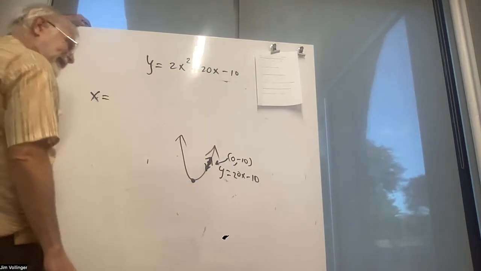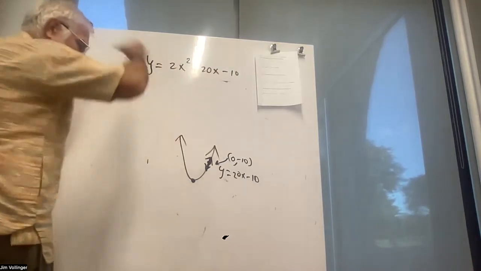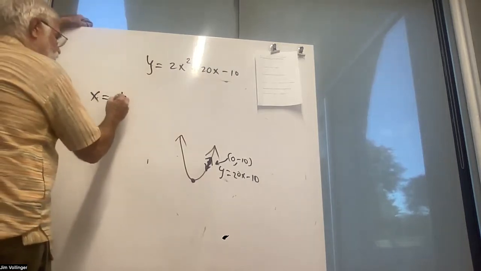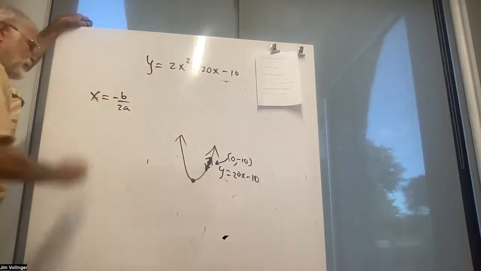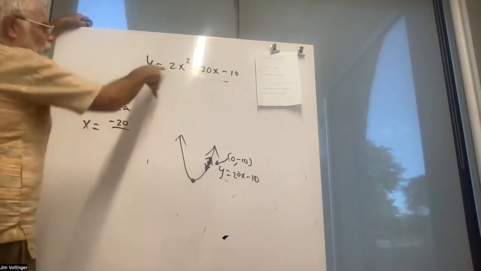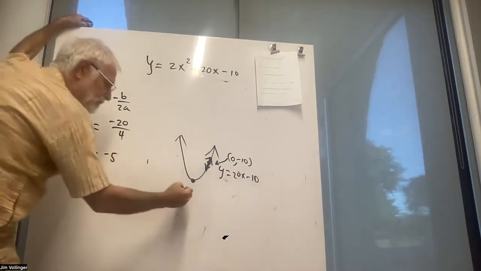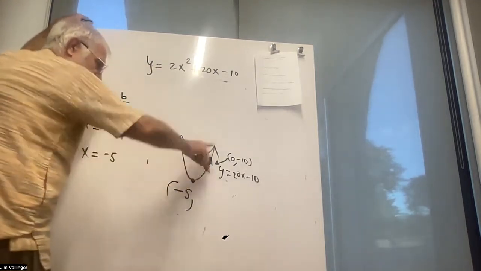Now the question is, how do I get the x value of the vertex? Minus b over 2a, that's what you're trying to remember. And so that x in this case is minus 20 over 2 times 2, which is -5, and that certainly matches up with what we've been talking about so far.